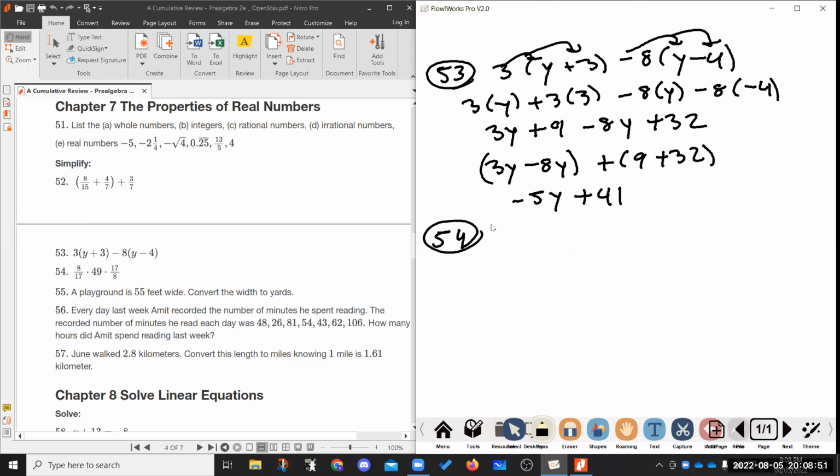54 asks me to simplify 8 over 17 times 49. I'm going to put that 49 over 1 times 17 over 8. This 17 goes into that 17 one time. This 8 goes into that 8 one time. That leaves me with 49 over 1, which is 49.